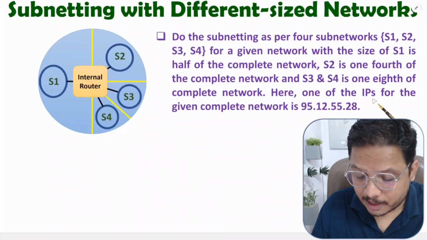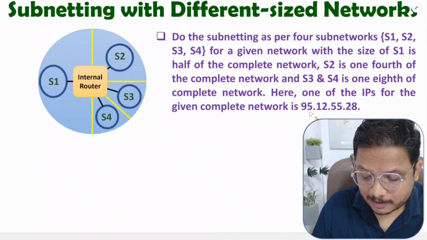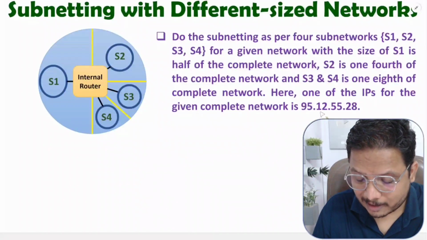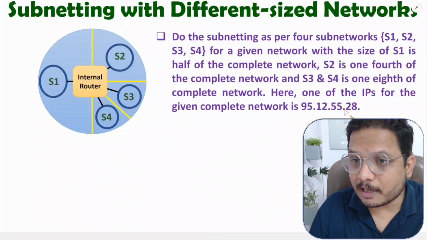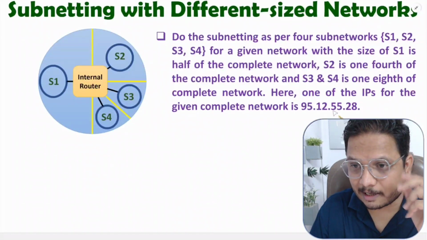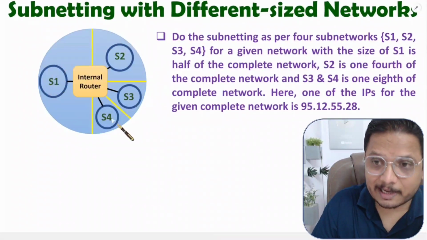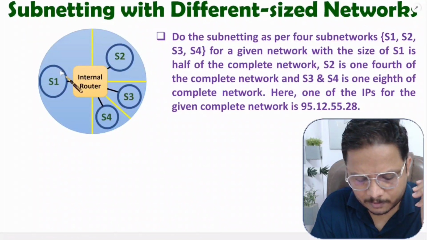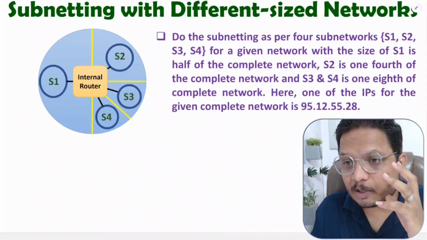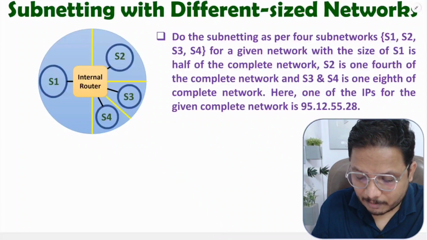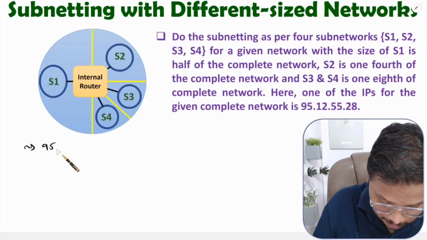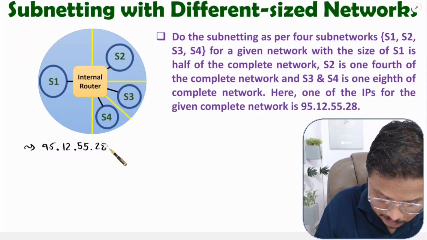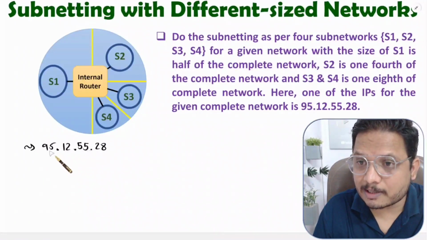Here one of the IPs for the given complete network is 95.12.55.28. So for this IP, we have to do subnetting. This is the IP which is there for this entire network; it could be one of the IPs of this entire network. So first of all, we need to identify what this network is. Let me write this IP first: 95.12.55.28. First of all, we need to understand what this IP is.